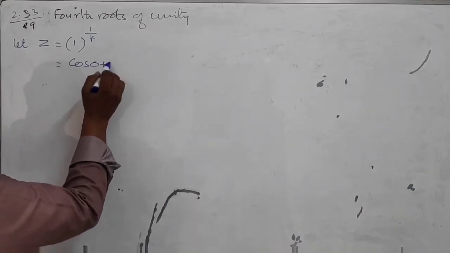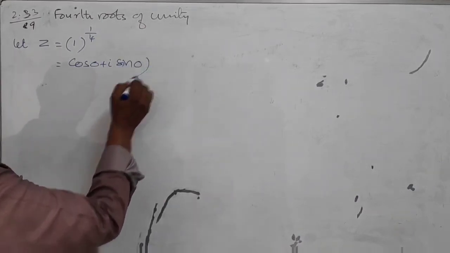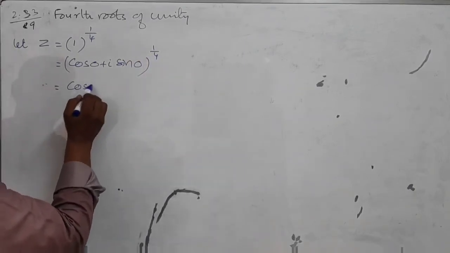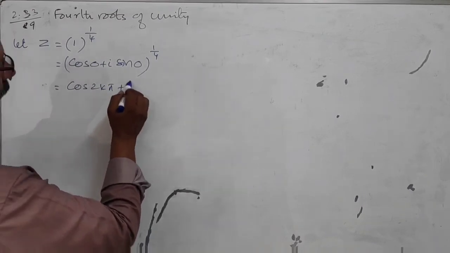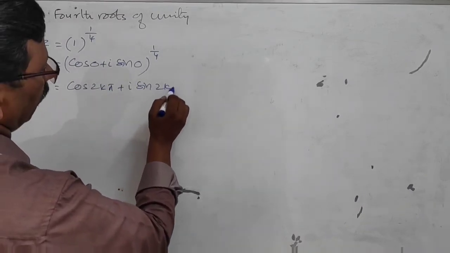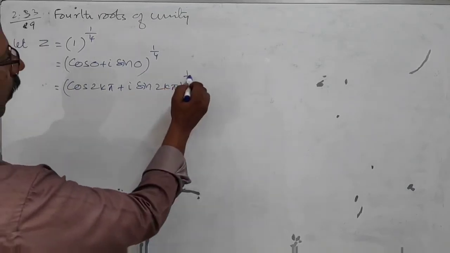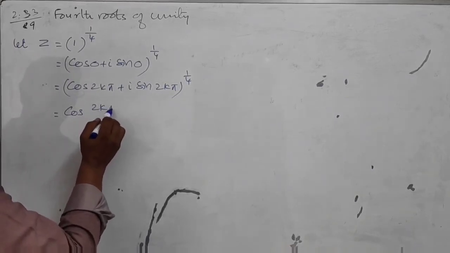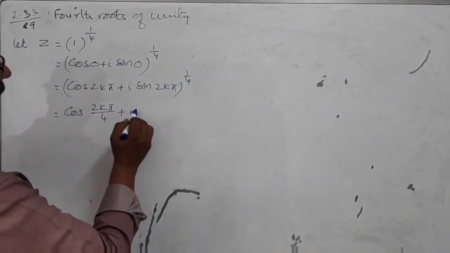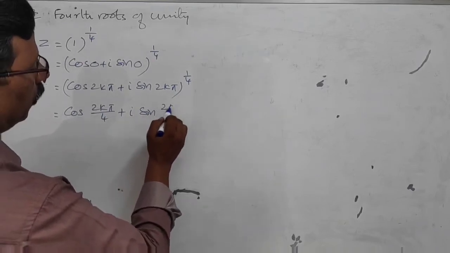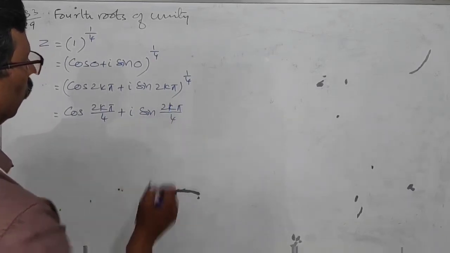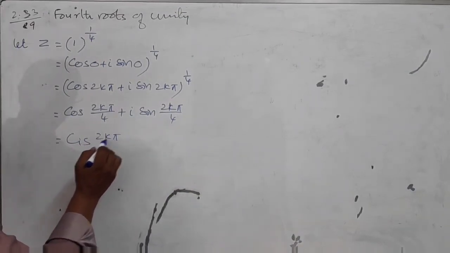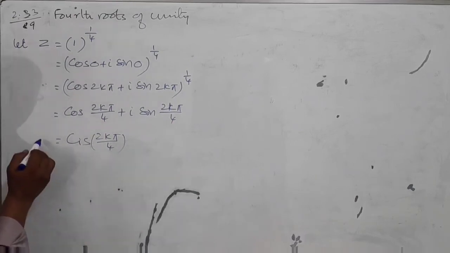The polar form is always (cos 0 plus i sin 0) whole power 1 by 4. You can add 2k pi to the argument and write (cos 2k pi plus i sin 2k pi) whole power 1 by 4. Then apply De Moivre's theorem. You can write cos of 2k pi by 4 plus i sin 2k pi by 4.